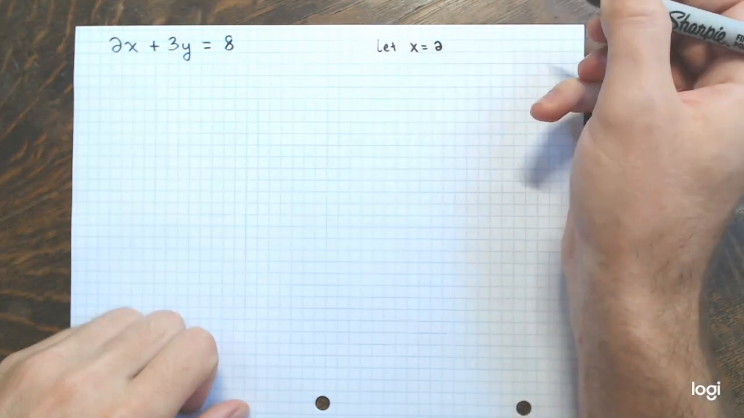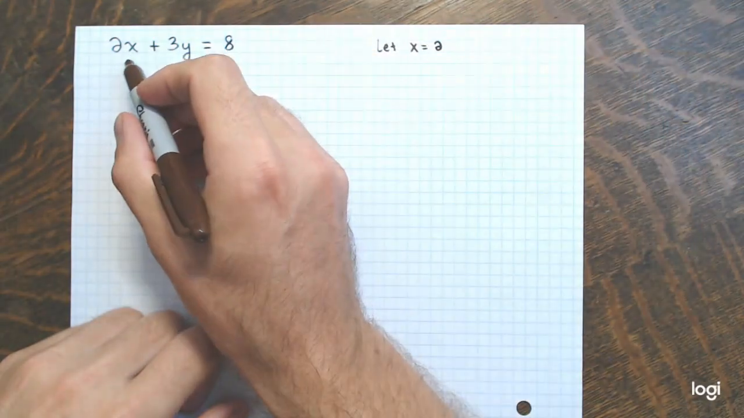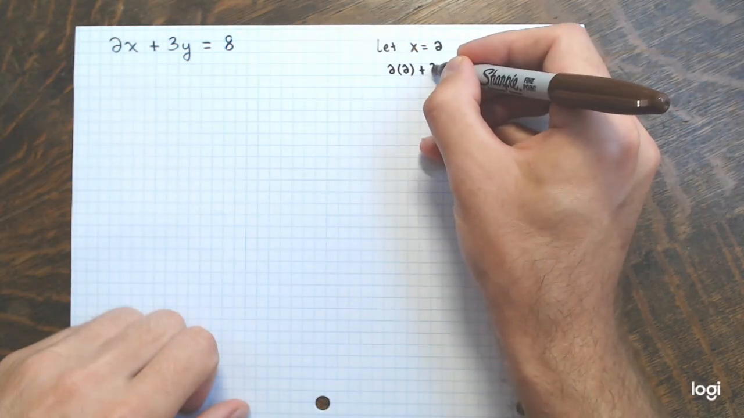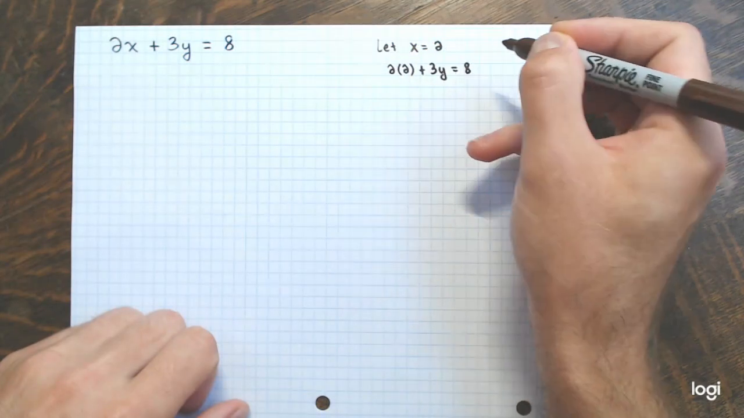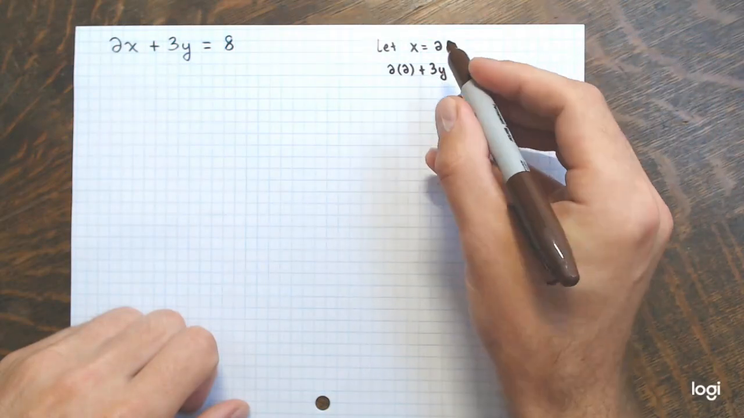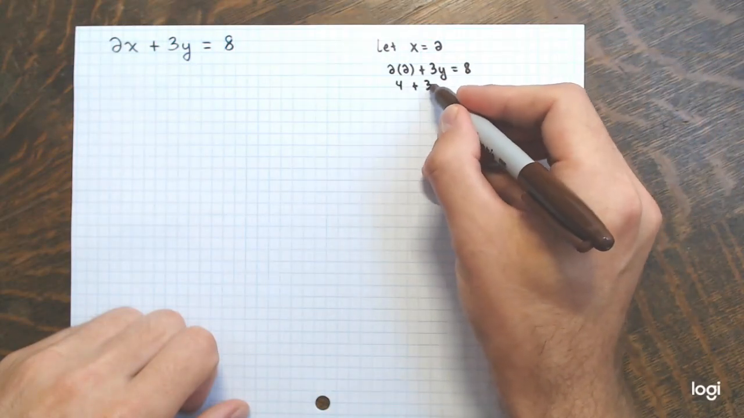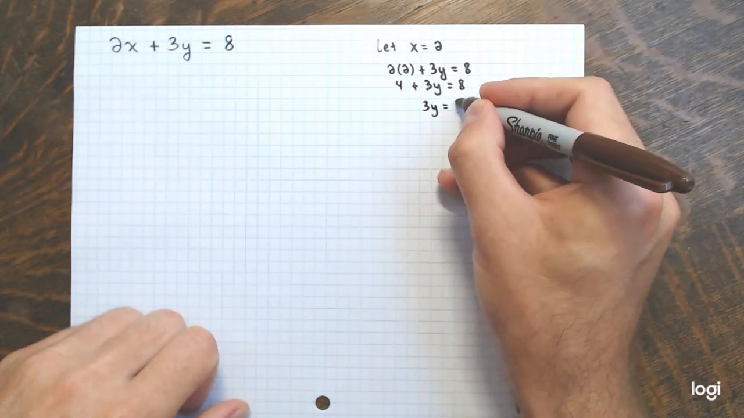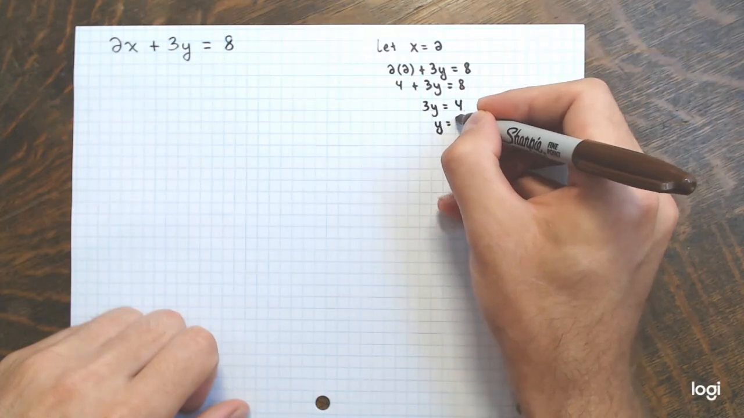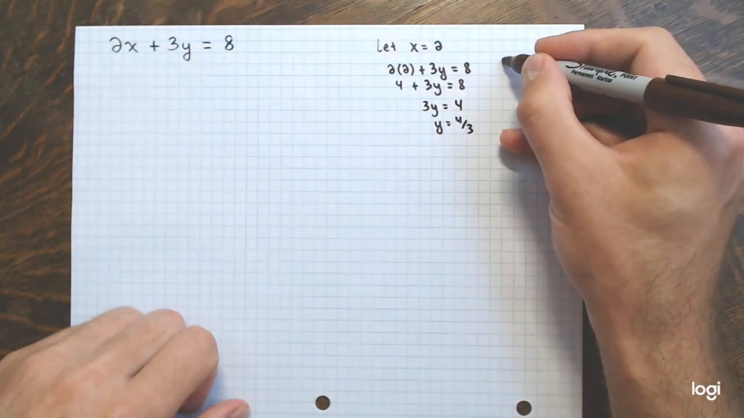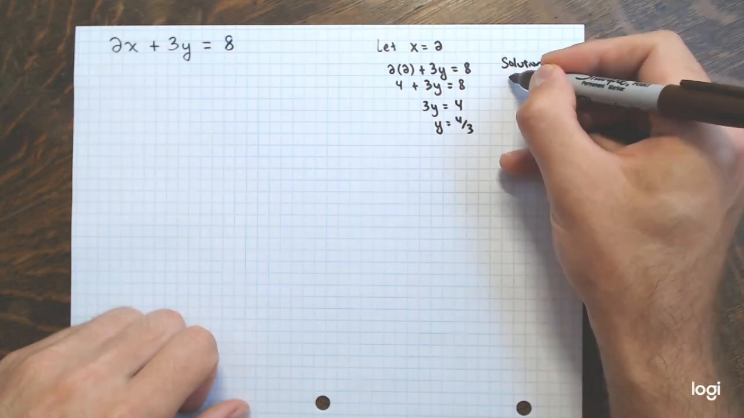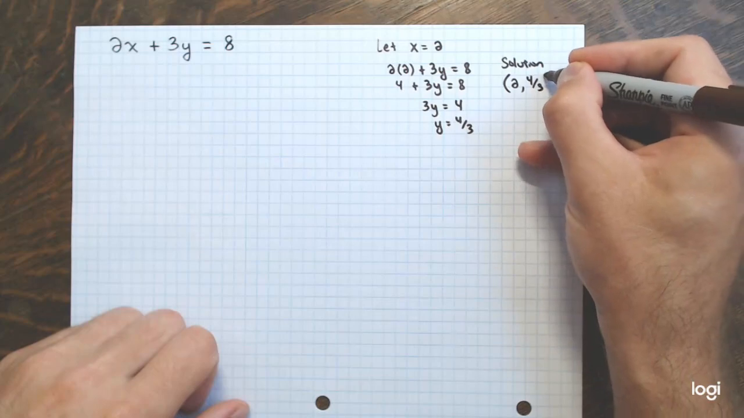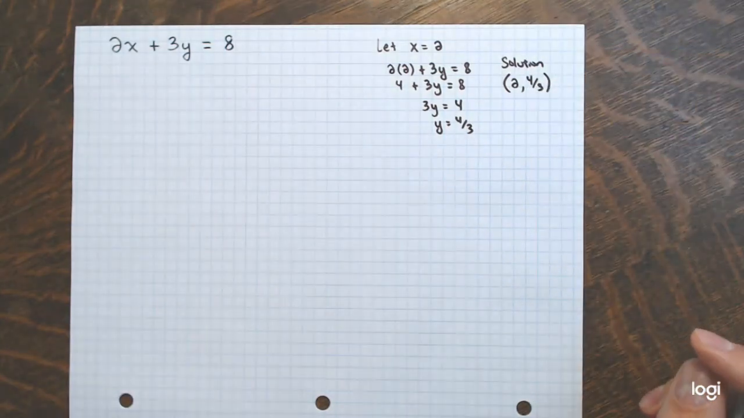2 if I wanted. And if x were 2, then you'd have 2 times 2 plus 3y equals 8. And then this would be 4, and I'd subtract 4. Right? 4 plus 3y equals 8. I'd subtract 4 and then get 3y equals 4, and then divide by 3. y would be 4/3. And the solution I'm getting from there is ordered pair x value 2, comma, y value 4/3, or 1 1/3. And then I'd plot that point.